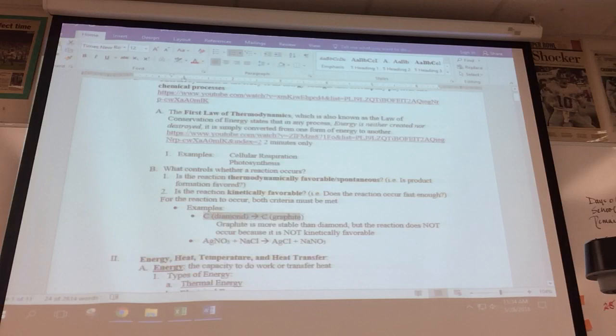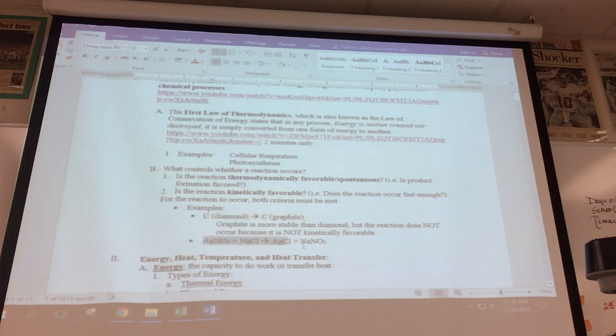If you look at the conversion of diamond to graphite, it turns out that graphite is actually more stable than diamond. So this reaction is thermodynamically favorable, but it occurs so slowly, it's not kinetically favorable, that the reaction doesn't proceed in the forward direction without outside intervention.